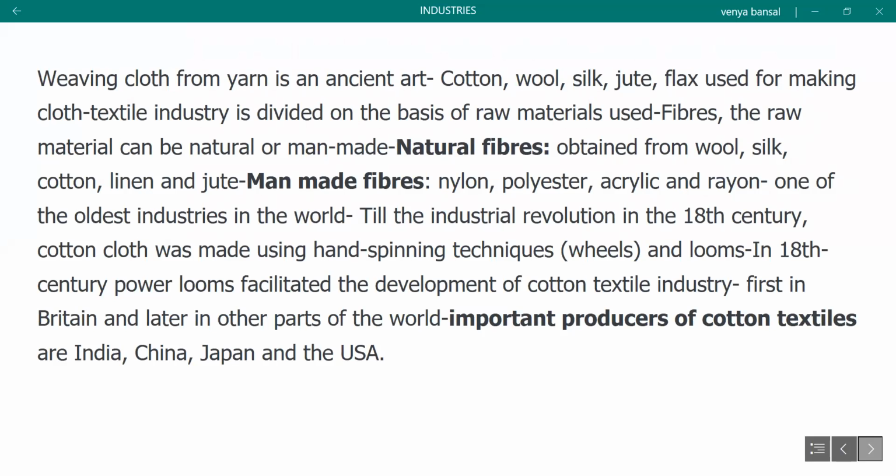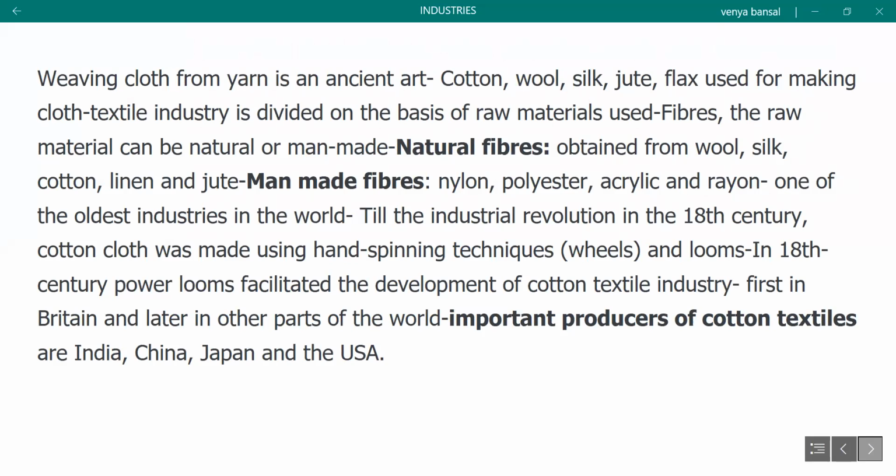Weaving cloth from yarn is an ancient art. Cotton, wool, silk, jute, and flax are used for making cloth. The textile industry is divided on the basis of the raw material used, which is fibers. The raw material can be natural or man-made. Natural fibers are obtained from wool, silk, cotton, linen, and jute, while nylon, polyester, acrylic, and rayon are man-made fibers.